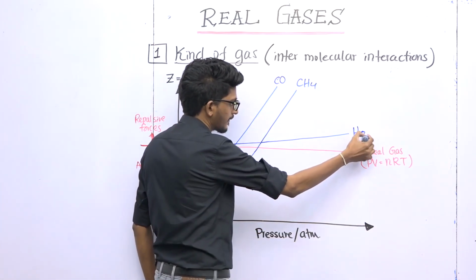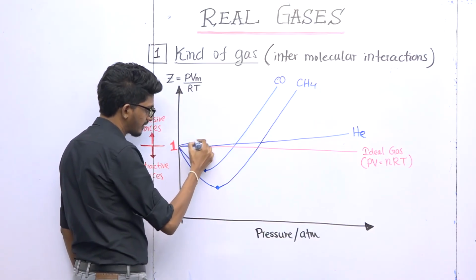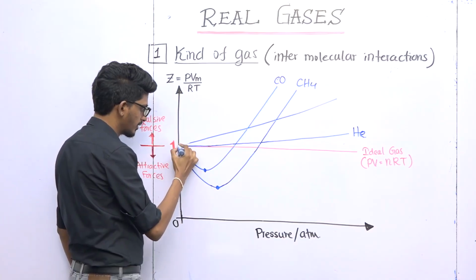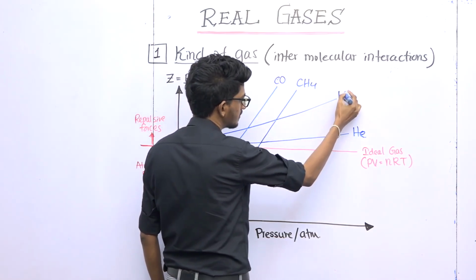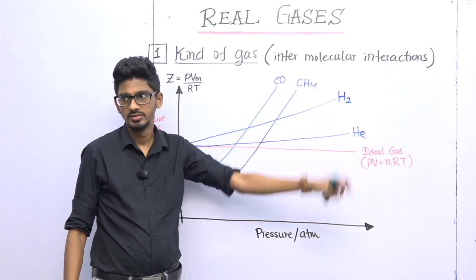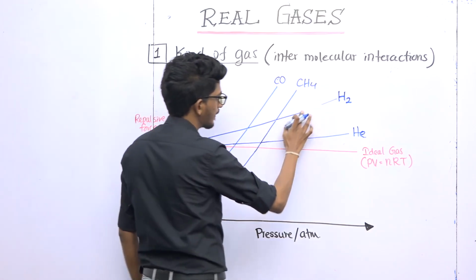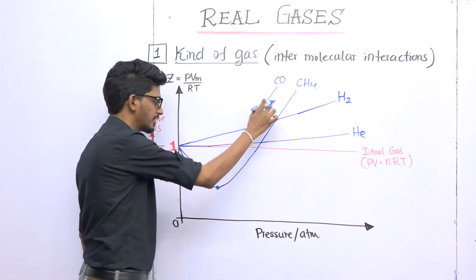Then the hydrogen's curve. Hydrogen normally comes like this. All of these will start with Z equal to 1, right? It's the curve of the hydrogen. So these two are special. Normal gases follow this kind of routine.